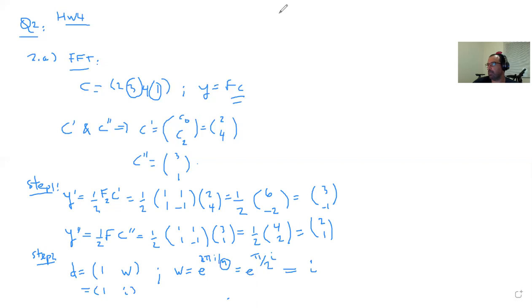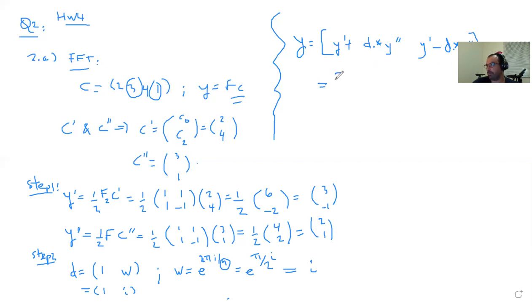Okay, I'm going to write this part here. Continue. So to compose y, you basically write y prime plus the diagonal product of D by y double prime. And the next part is y prime minus the diagonal product of D by y double prime. So this is what you're going to have.